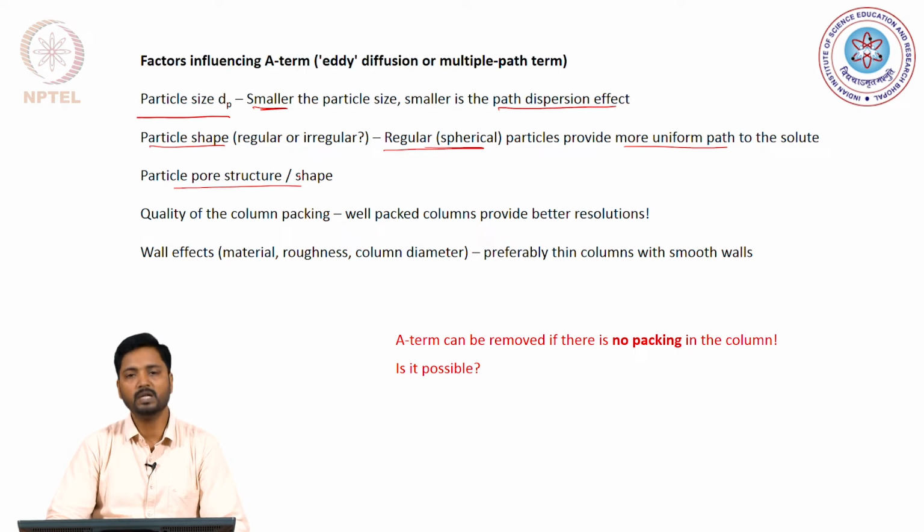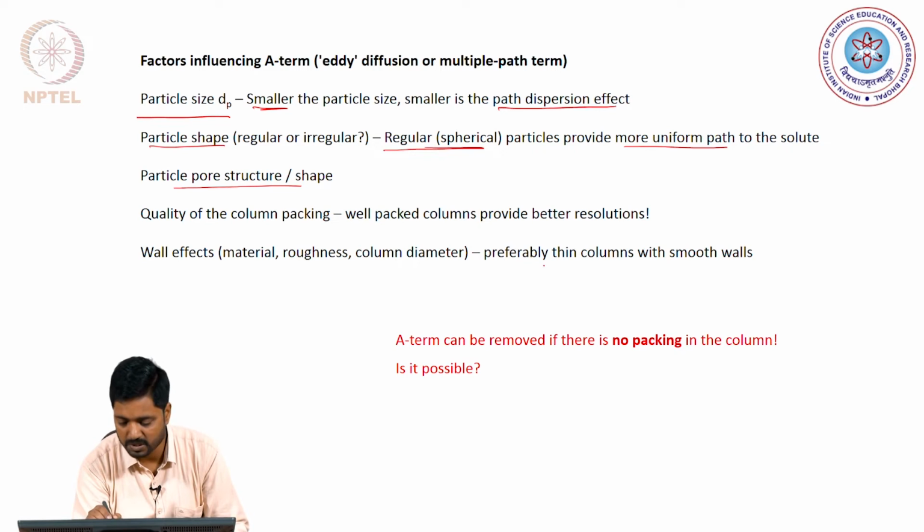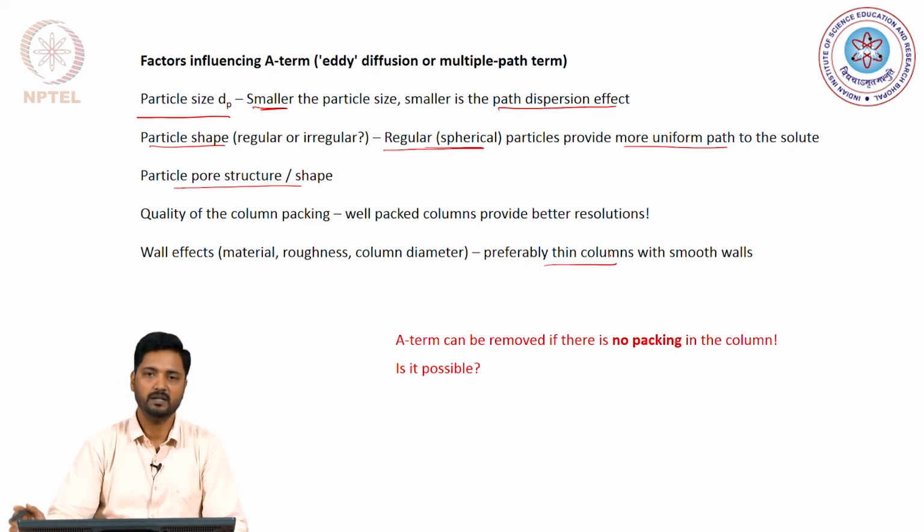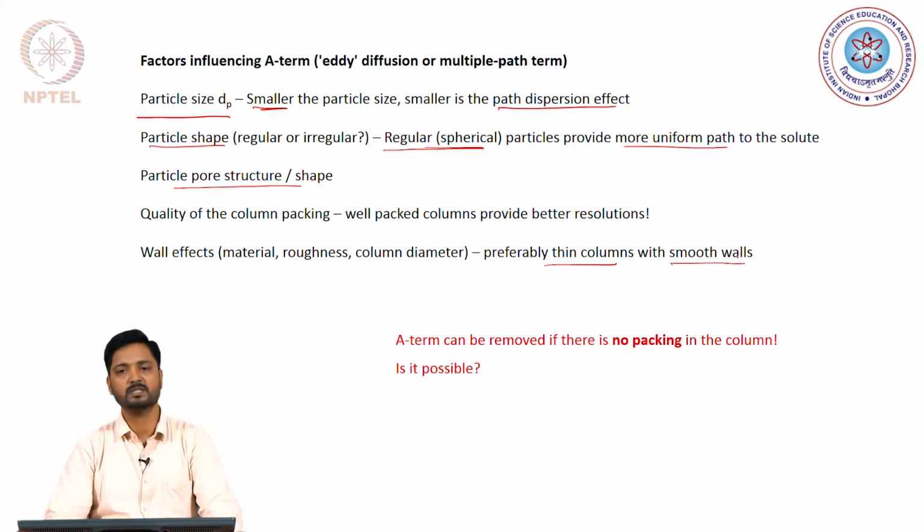Finally, the quality of the column packing is also very important. Indeed, in achieving the highest efficiencies, we require columns that are very properly packed, and there are specialized apparatus available to achieve the best packing of chromatographic columns. There can also be wall effects which are somewhat minimal, but are still important to remember, and what we need are columns that are preferably thin and which have smooth walls. The path differences happening due to these are then minimized.